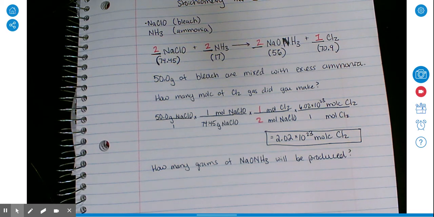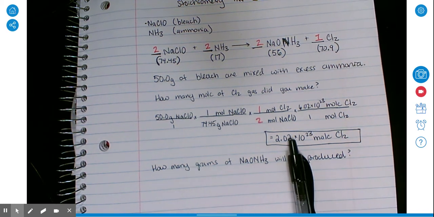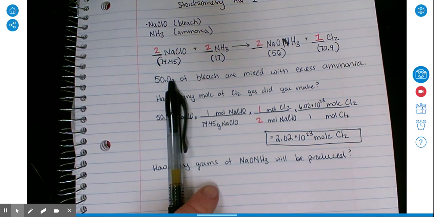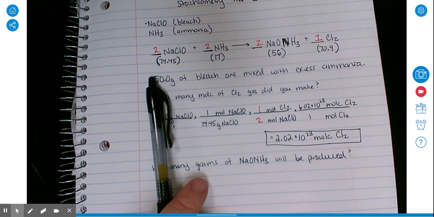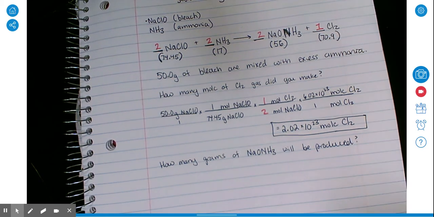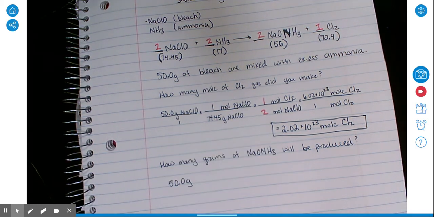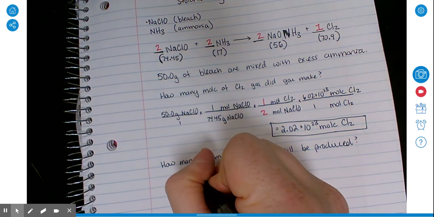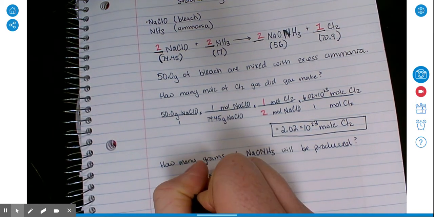Starts out the same. Begin with what you know. So we technically could use this as a known. I always go back to what you were given in the problem because you know that was right. There could have been a miscalculation here, but you know that this was right. So we know that there are 50.0 grams of bleach, which is the NaClO, going into a reaction.